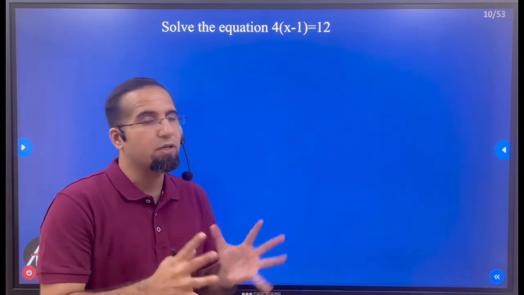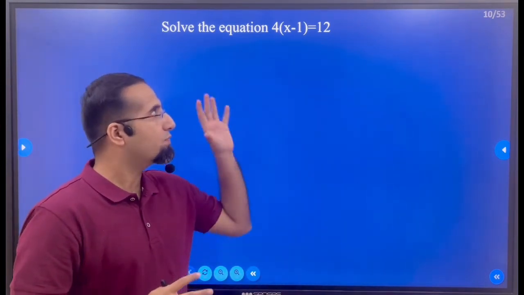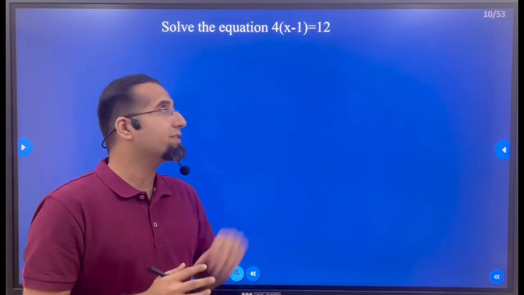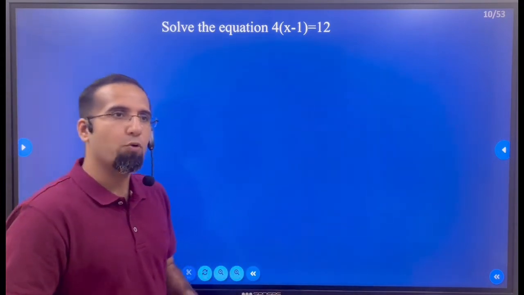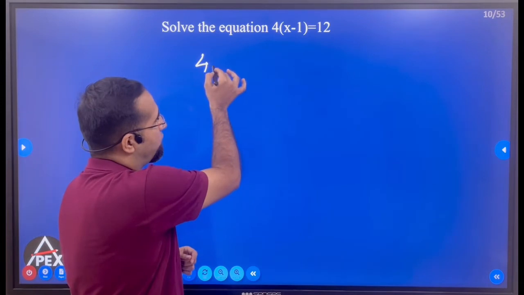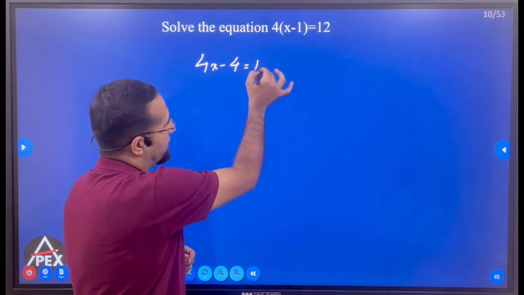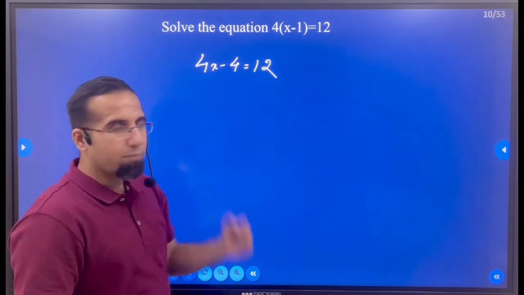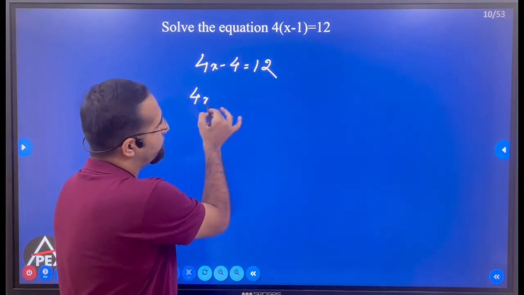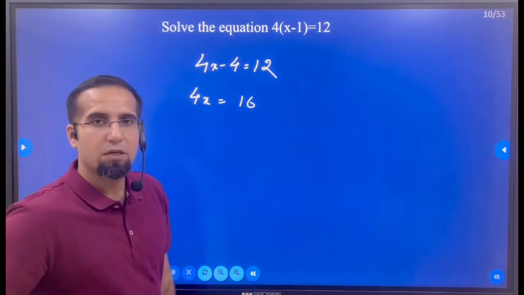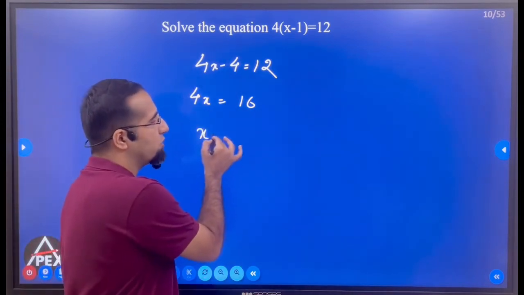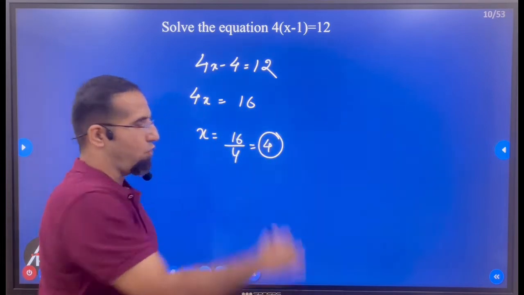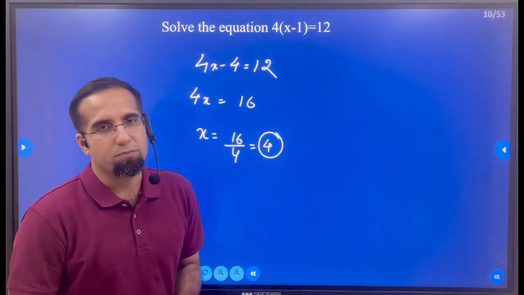Now, this question can be solved in two ways. The question says 4 times of (x minus 1) is equal to 12. The basic method says I open the brackets. So when I open the brackets, I get 4x minus 4 is equal to 12. Now the 4 goes on to my right, becomes a plus 4. So that becomes 4x is equal to 16. Now what generally do students do is they write x is equal to 16 by 4, that is equal to 4. Is this correct? Of course yes. But can I save time?